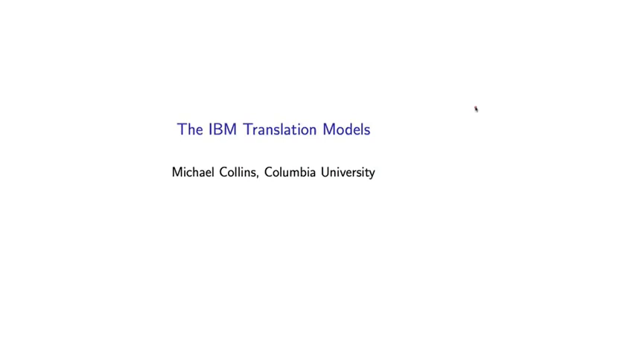Okay, so in this next segment of the class, we're going to talk about the IBM translation models. The IBM models go back to the late 1980s, early 1990s. They were seminal in really starting the whole statistical approach to the translation problem. They form a central part of modern statistical translation systems, and so we'll cover these models in some detail in this segment of the class.